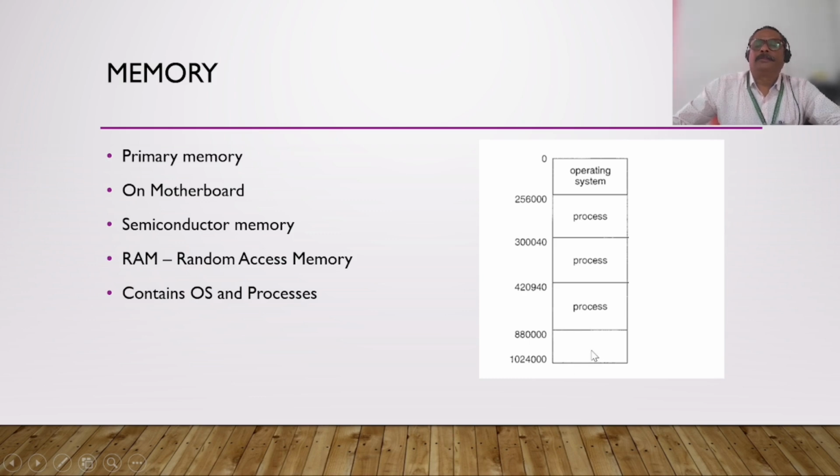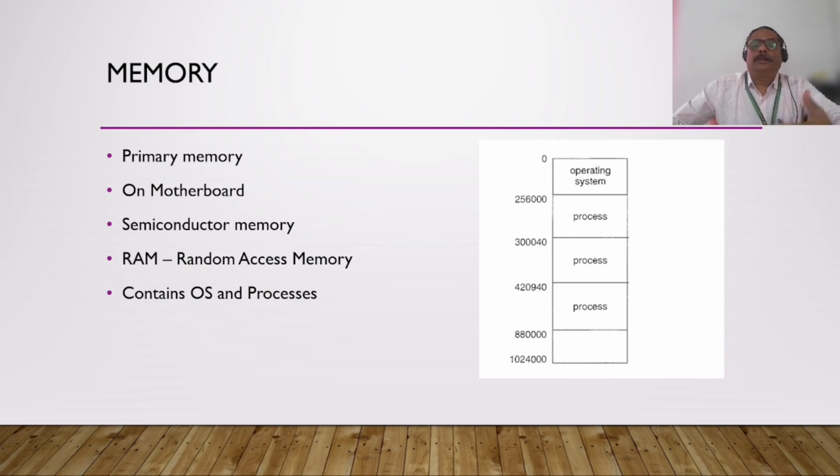And there is nothing stored here. That means that memory is currently free. We can add any other process onto that. And usually the operating system will be stored from the first location, that is location 0 onwards. So that's how the memory is organized. That's how the main memory, primary memory, is organized usually.